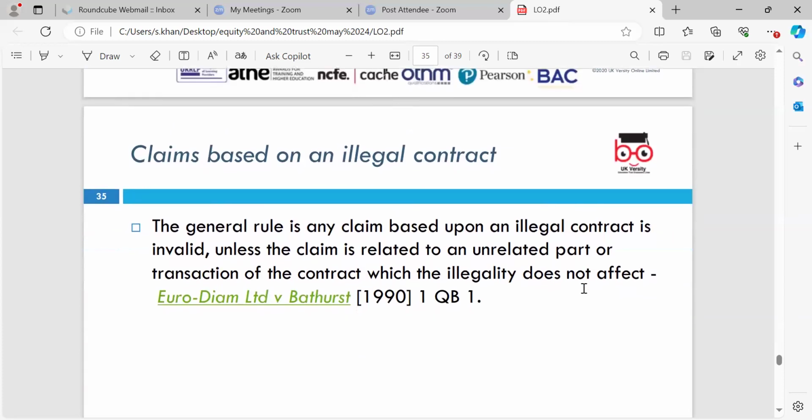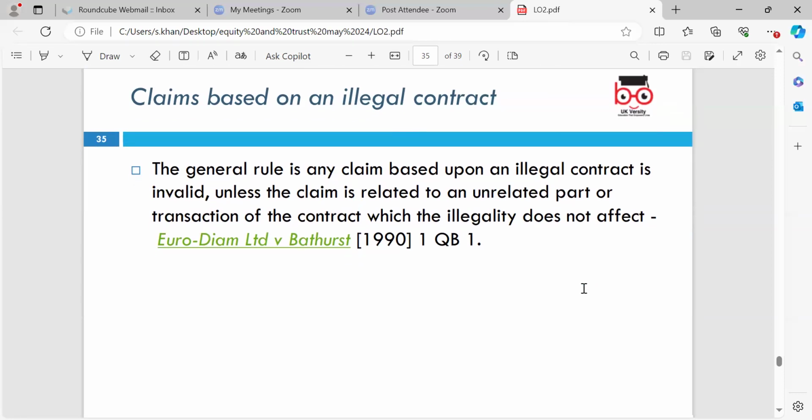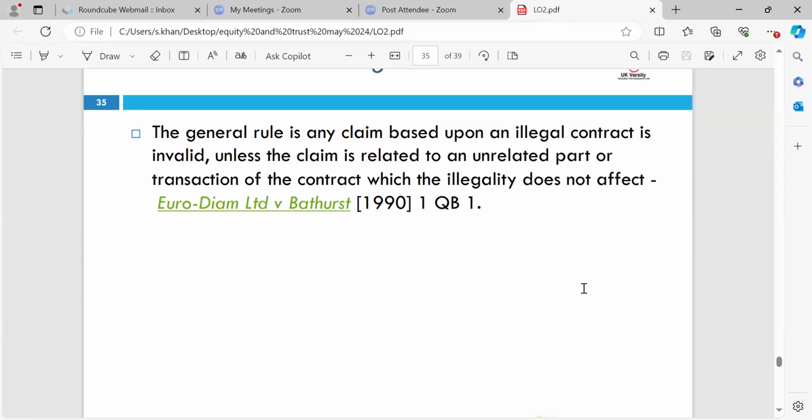Claims based on illegal contracts. The general rule is that any claim based on an illegal contract is invalid unless the claim is related to an unrelated part of the transaction of the contract, which the illegality does not affect, as in the case of Eurodyne Limited and Bathurst, 1990.